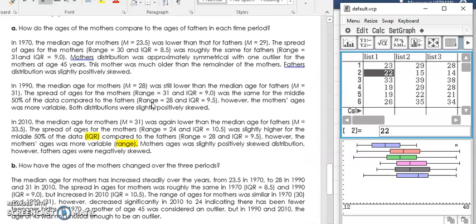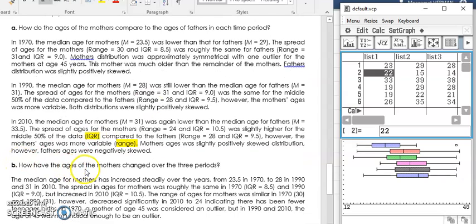Question B, how have the ages of the mothers changed over the 3 periods? So we're disregarding fathers for now, we're just going to look at the mothers' ages. And this is the template I use. The median age for the mothers has increased steadily over the years, from 23.5 in 1970 to 28 in 1990 and 31 in 2010. Now, this, if you think about it, that's pretty realistic.